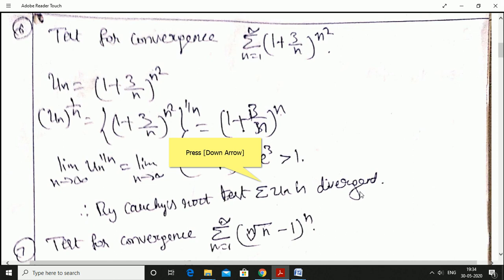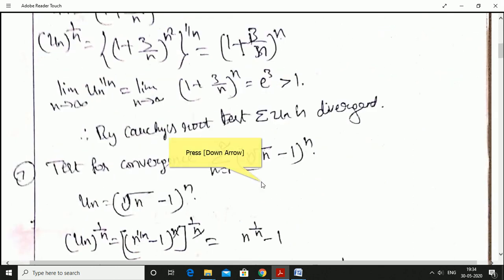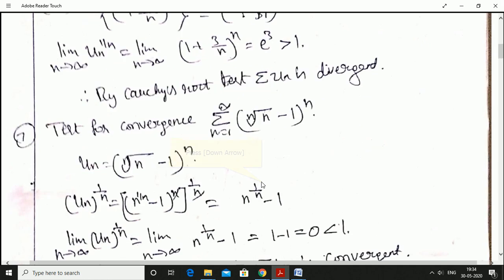It is like limit as n tends to infinity (1 plus x by n) to the power n. e to the power x is the limiting value. This is also a standard limit. In place of x here we have 3, so it is e to the power of 3. e to the power 3 is 2.7 to the power of 3, definitely greater than 1. Hence by Cauchy's root test, sigma un is a divergent series.